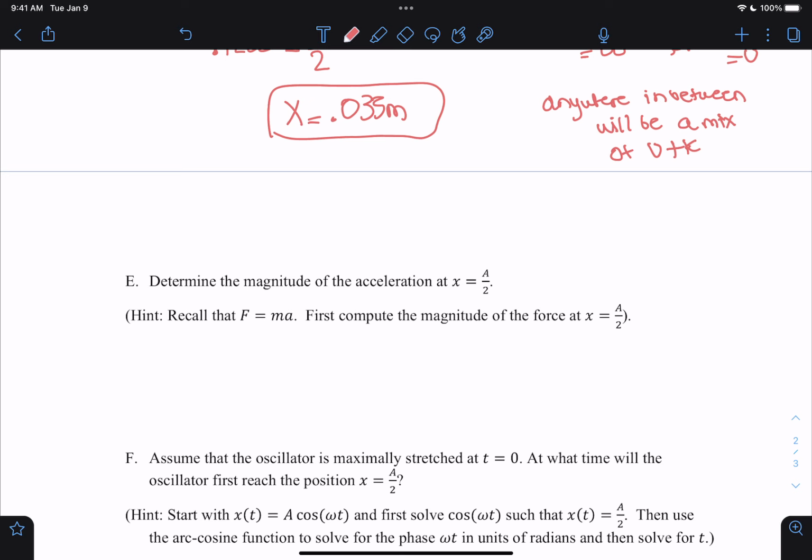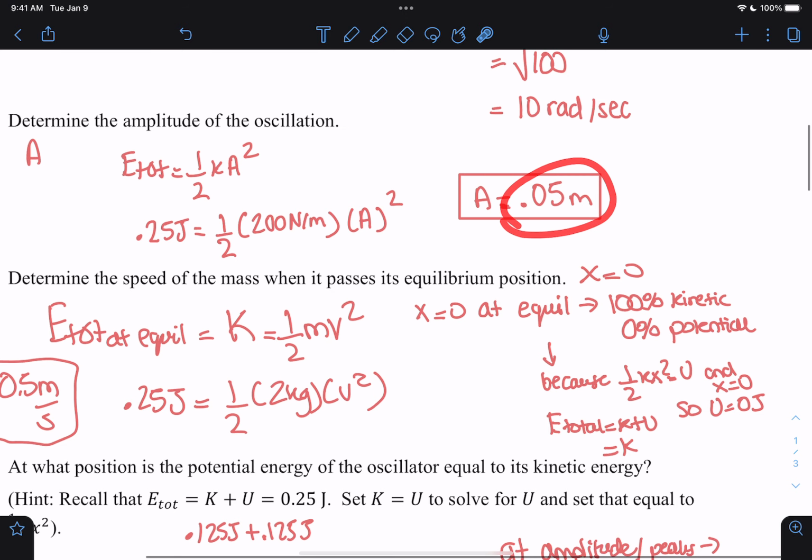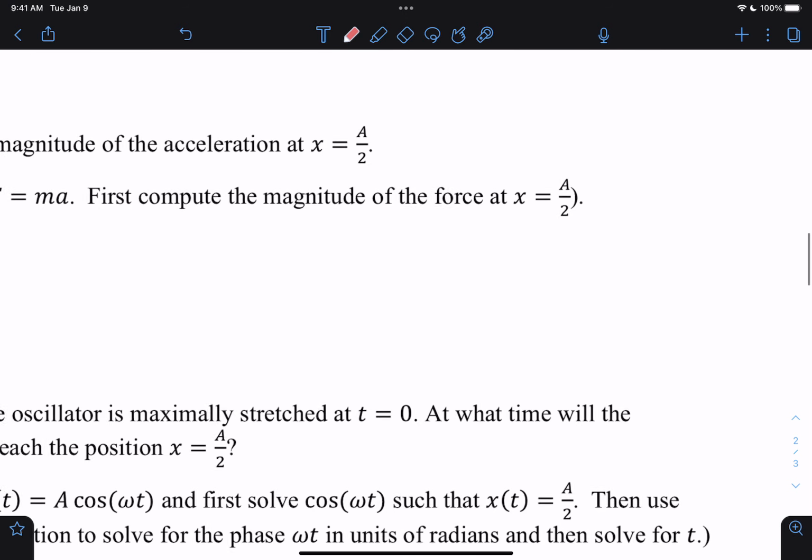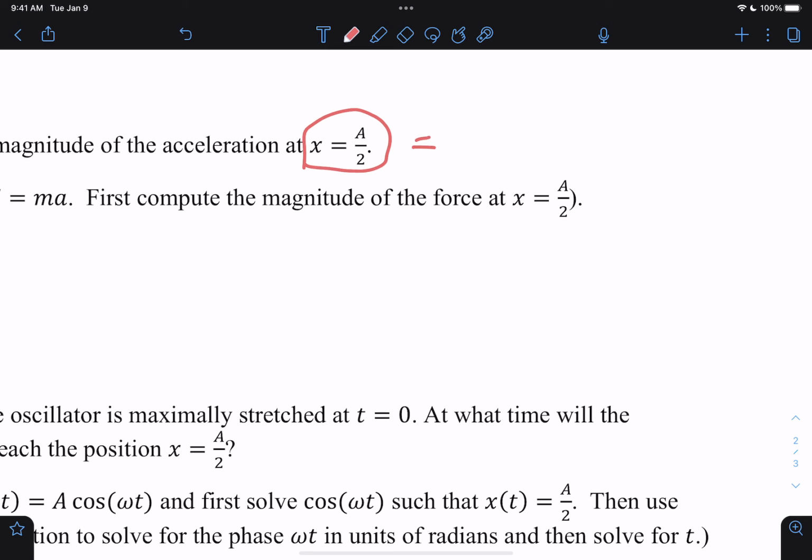Part E is determining the magnitude of the acceleration. So if we're looking at acceleration at a specific distance away, A is once again the amplitude, so half the amplitude. We want to figure out the acceleration at that point. We know that the amplitude is 0.05 meters. Well, let's first figure out what this distance is. X equals 0.05 meters divided by 2. Then X should simply be equal to 0.025 meters, right?